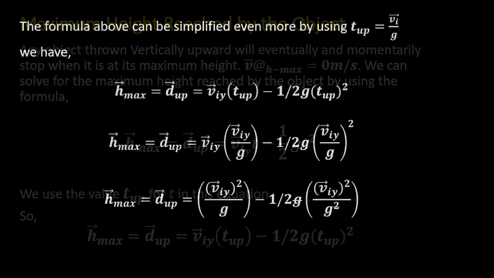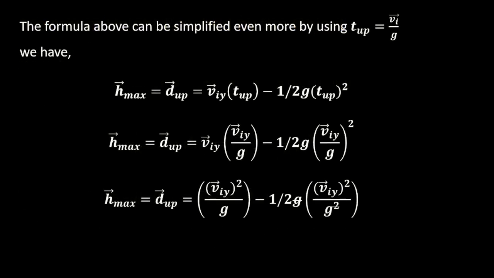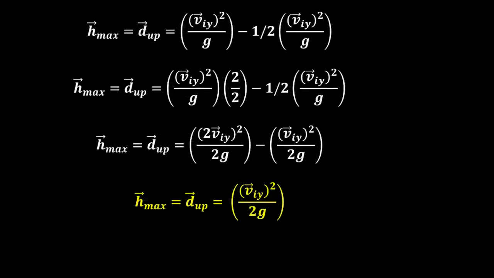The formula above can be simplified even more by using t up is equal to v sub i divided by g. Now we have the maximum height reached by an object is equal to d up is equal to v sub i squared divided by 2g.